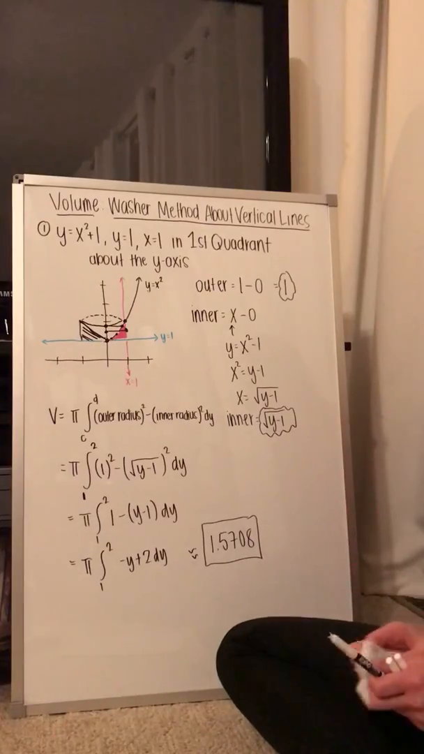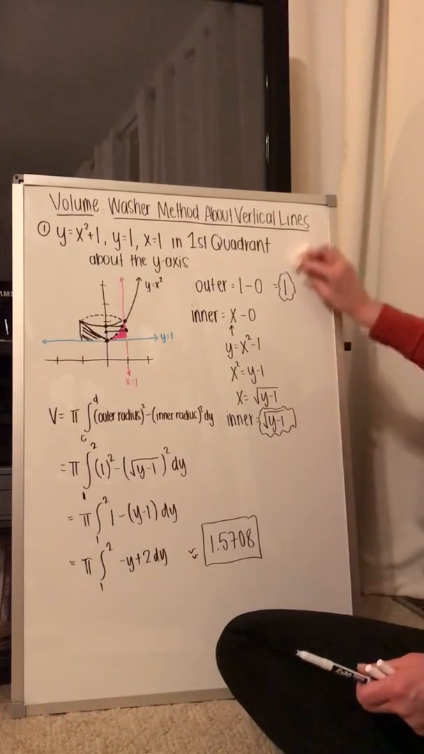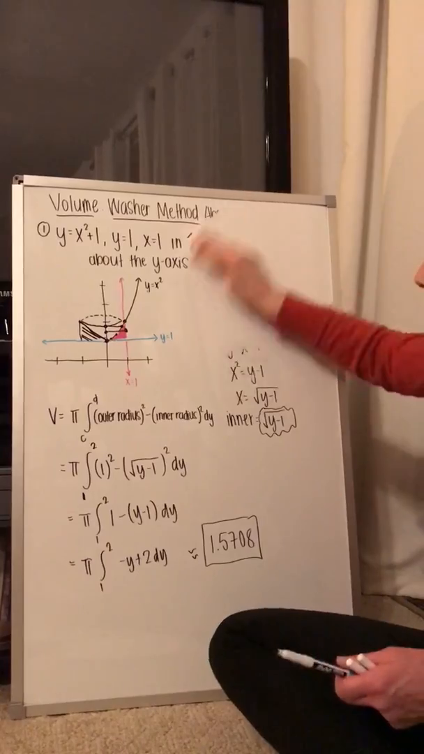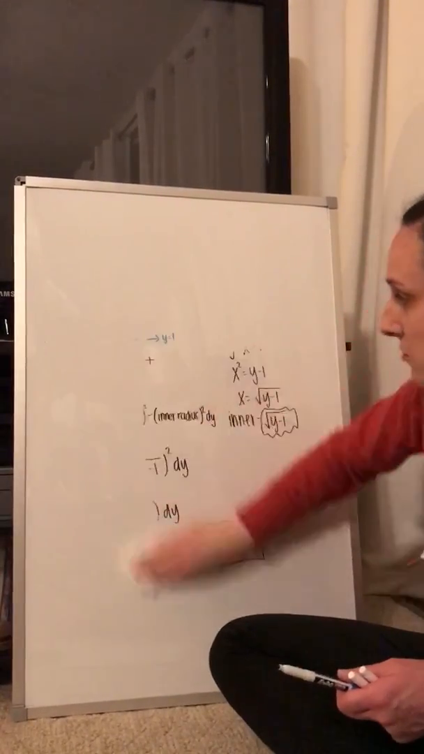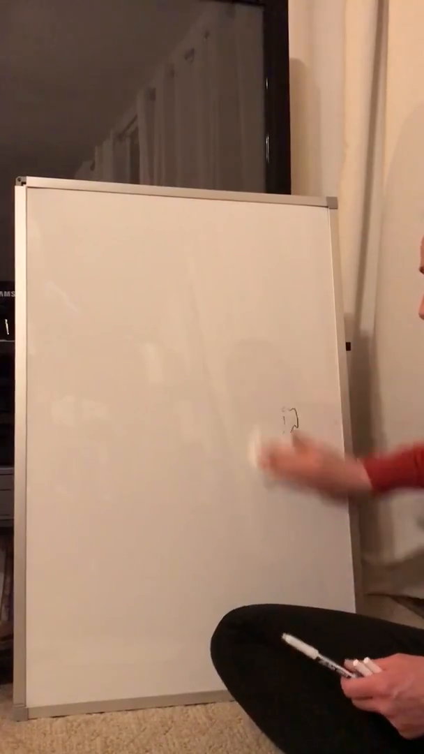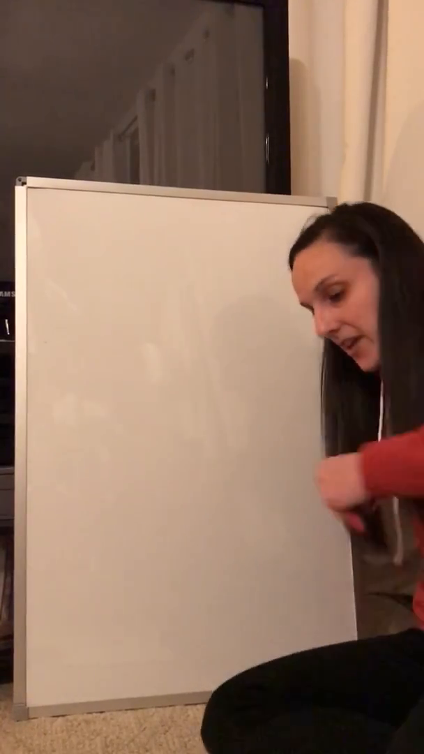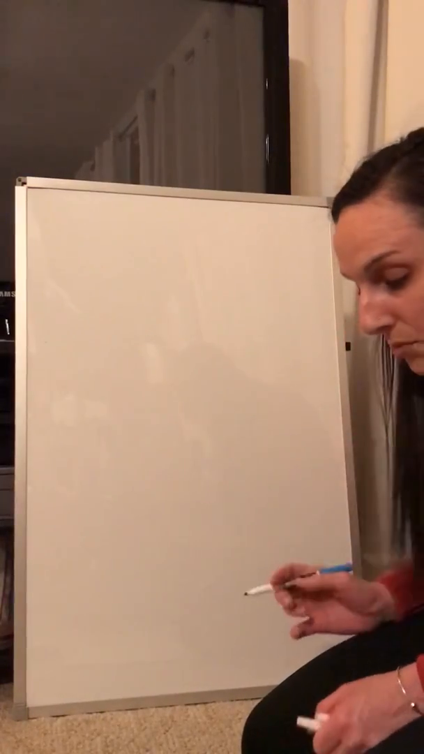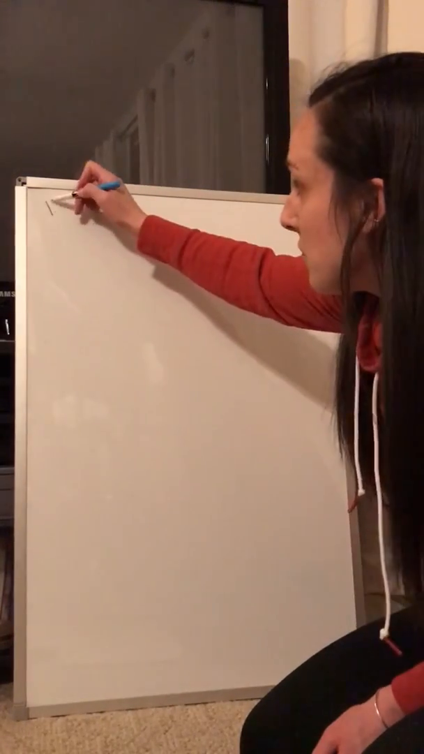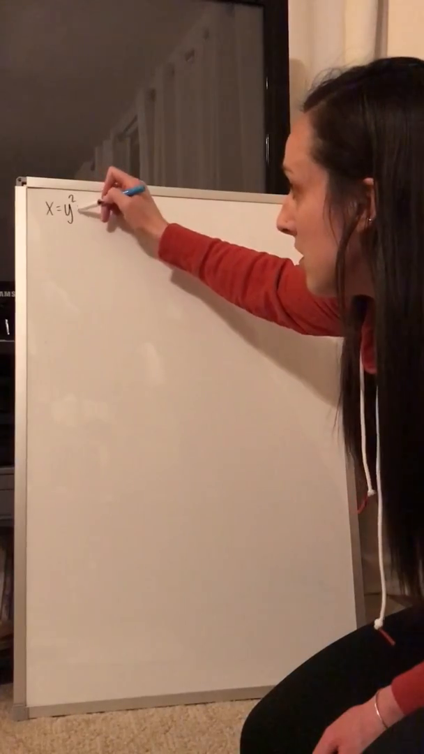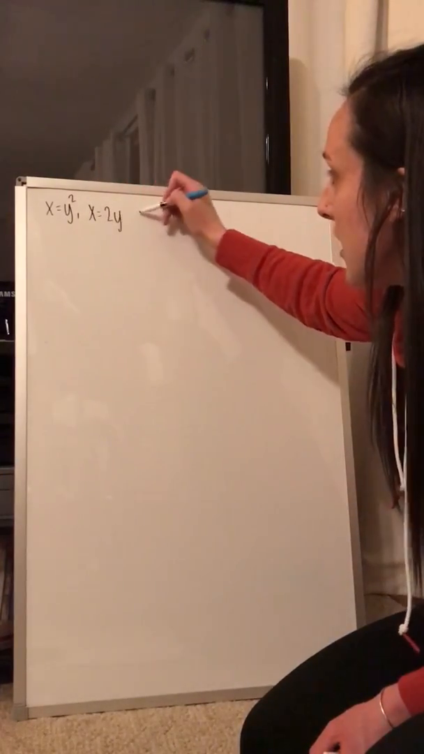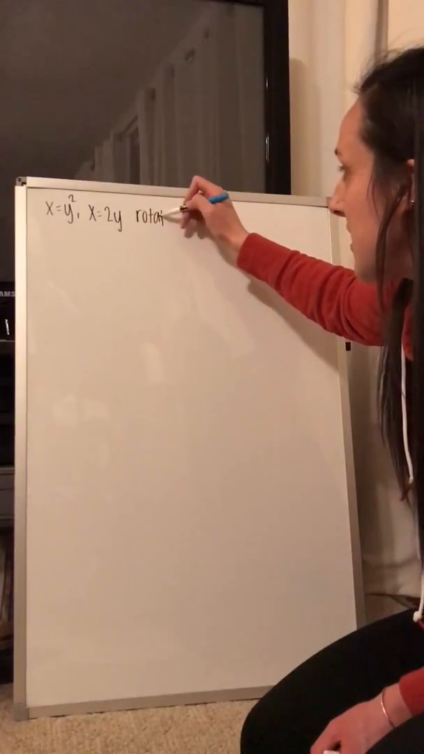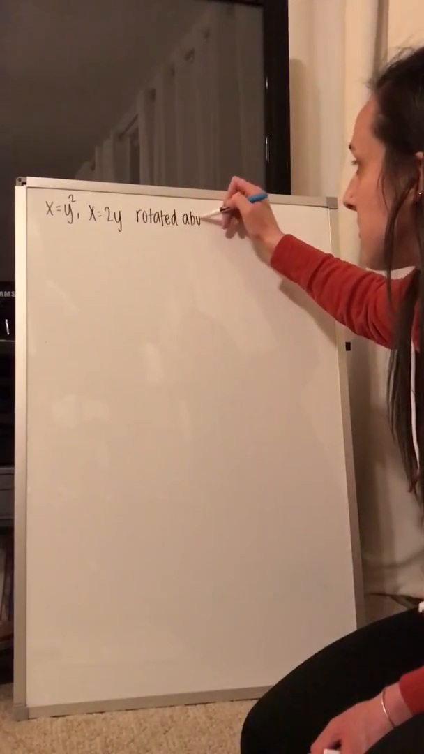All right, so let's try another example. This time our region's going to look a little bit different. So I'll erase this whole thing to give myself some room to work here. All right, and my second example is to find the volume of the region enclosed by x is equal to y squared and x is equal to 2y. And we are also rotating that about the y-axis.